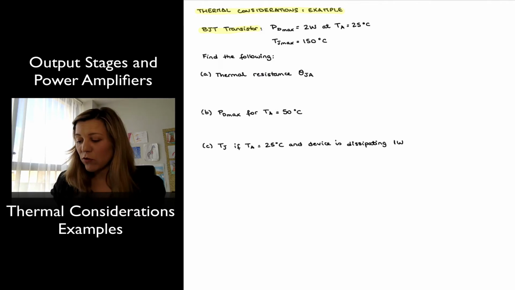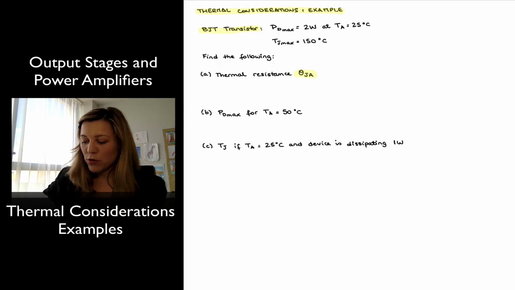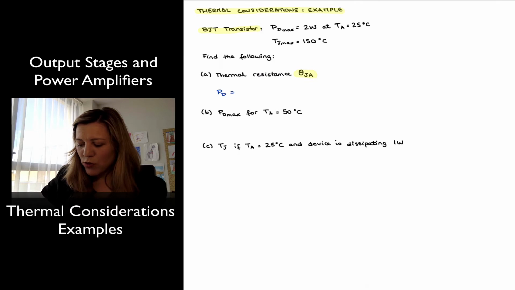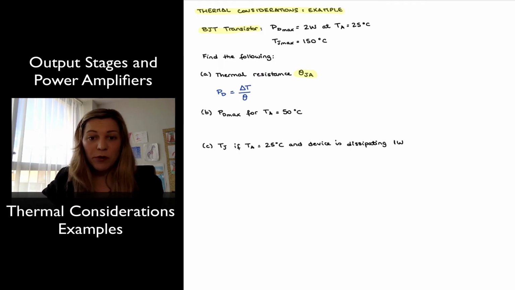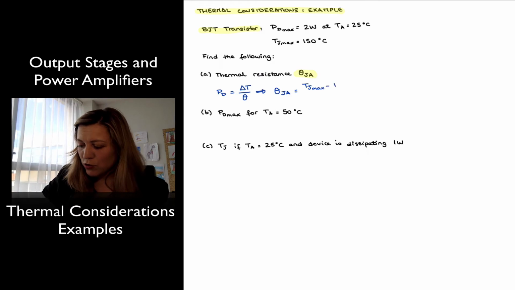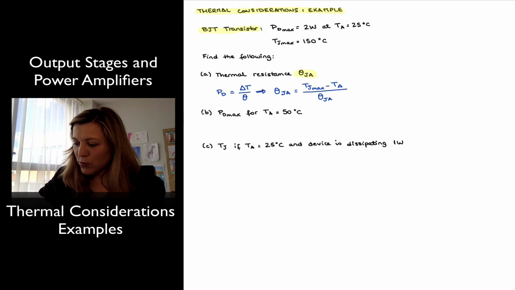We are to find the following. First of all, the thermal resistance from junction to ambient temperature, theta JA. In order to do that, we are going to refer back to our electrical analogy for the thermal process, where power dissipation was equal to the delta in temperature divided by the thermal resistance. And so from that we can solve for our thermal resistance, theta JA, and it's going to be equal to the difference in temperature from the maximum junction temperature to our nominal ambient temperature, divided by the power dissipation.